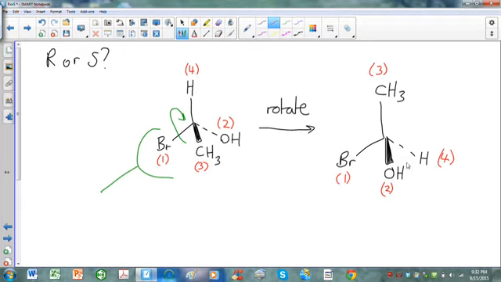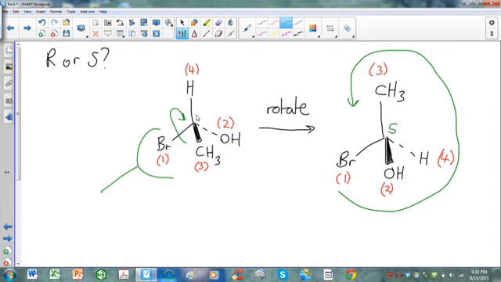Now the hydrogen is where we want it to be, and we can do our 1, 2, 3 to see which way we turn. We can't effectively do this until the lowest priority group is pointing away from us. And if we do that, can you see that after we've rotated and we go 1, 2, 3, we have to go counterclockwise, so therefore the stereocenter here is S.